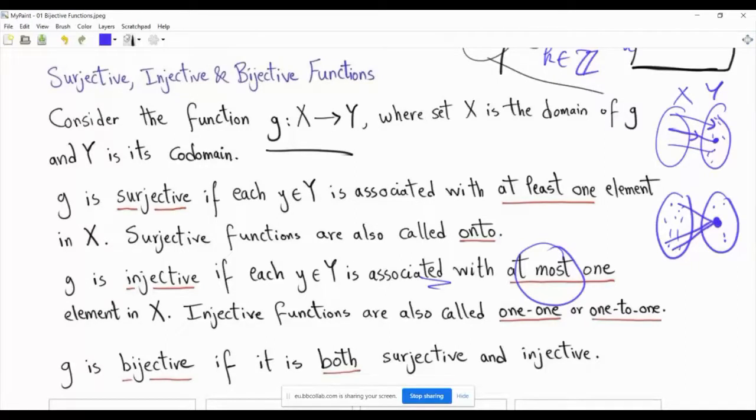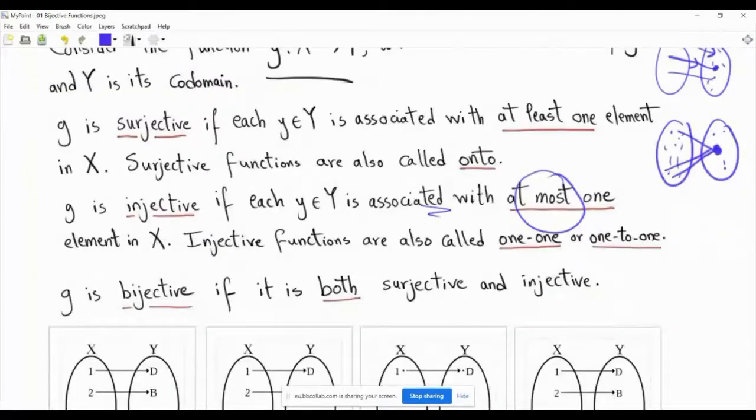Okay, an injective function, on the other hand, basically, you don't bother about using all the elements in the codomain. You rather insist that each element in y is associated with at most one element in x. Okay? Your function is bijective, which is a one-to-one correspondence, if it is both surjective and injective.